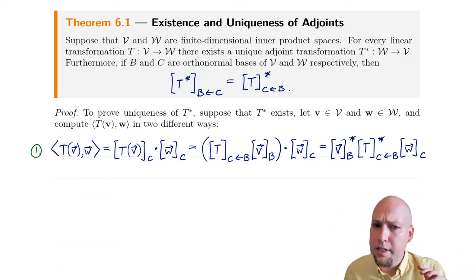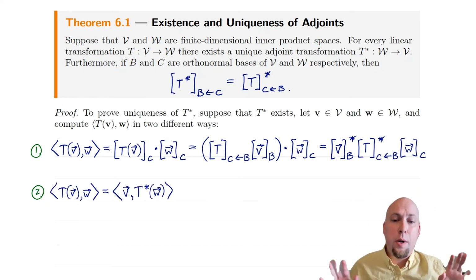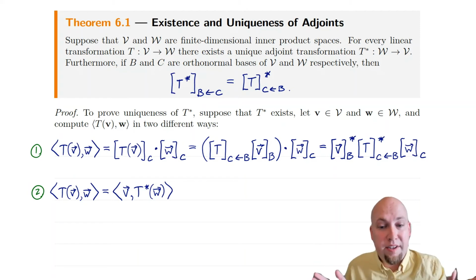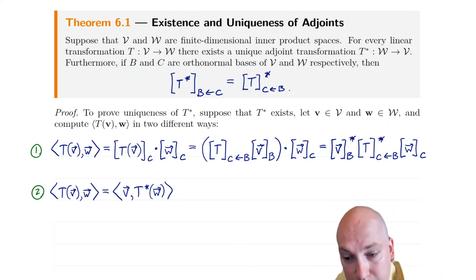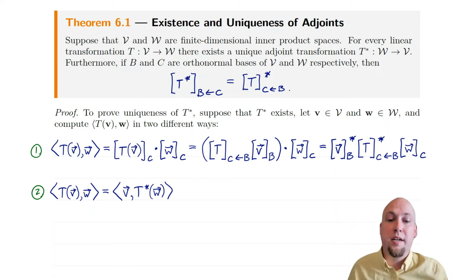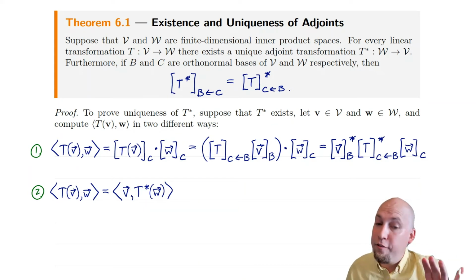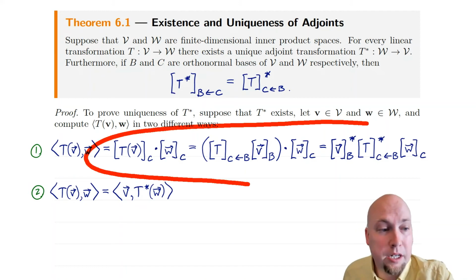Now I'm going to compute it in a different way, and I'm going to get something different. The other way that I'm going to compute it is to first use the defining property of adjoints. That says I can move this T over to the other side of the inner product as long as I turn it into a T star. But then from here, I'm going to run through the exact same argument that I went through up here.